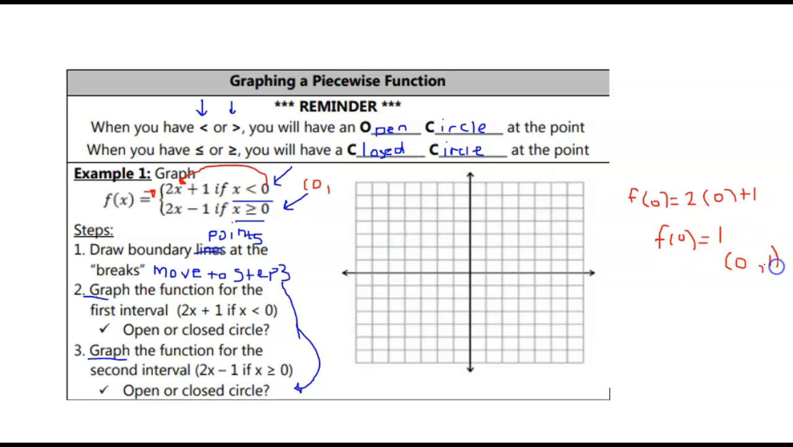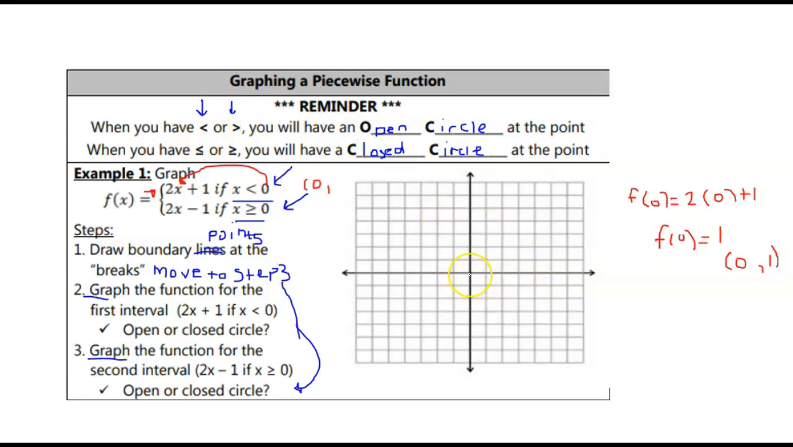And this is for the first part of my piecewise function, which is when x is less than 0. All my x values in the domain that are less than 0 are going to be up here at 2x minus 1. So I'm going to go ahead and plot this point first, 0, 1. And I look and its x is less than 0. That means that I'm going to use an open circle, right? Because it's a less than.